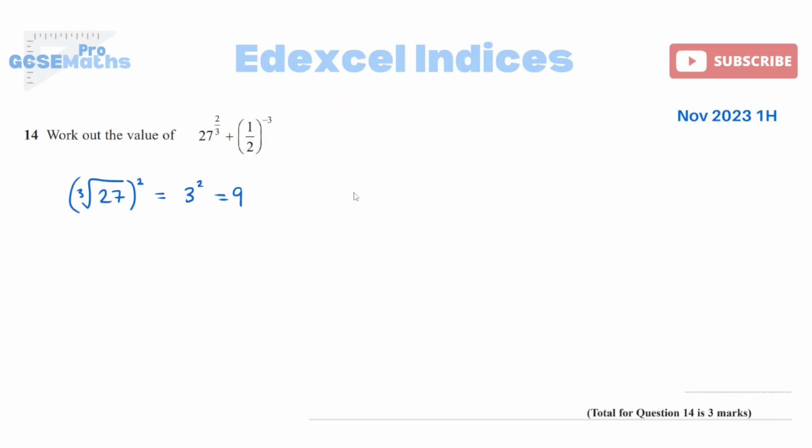The second one, we've got a half to the power of -3. The negative means reciprocal. That would technically become 2 over 1. But in other words, we could obviously just write that as 2, couldn't we? And then the 3 just as normal. So 2 cubed is 8. So don't forget at the end that we actually need to add them. 9 plus 8, which is obviously then just 17. 3 marks.